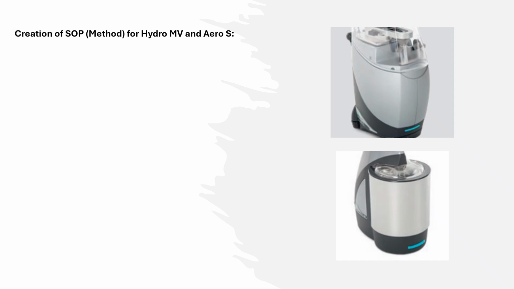So let's discuss the creation of an SOP. That is the method for the Hydro MV and Aero S. Here you can see this is the unit for the Hydro MV, which is used for wet sample analysis, and this is the Aero S, which can be used for dry powder samples, right? I am giving you an example of the Mastersizer 3000 software system, from which you can operate the system, create the method and perform the analysis.